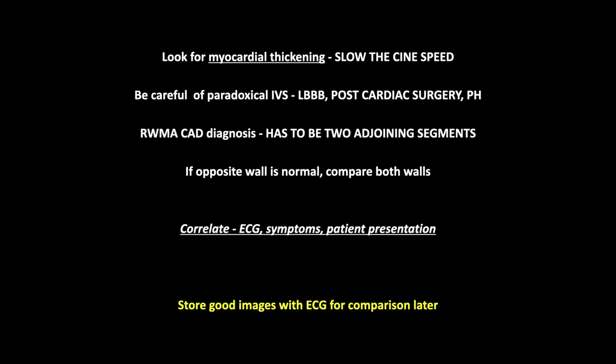And when you're looking for any myocardial thickening, primarily you're looking for thickening here. Use the knobs which are available on the machine. Slow the cine speed and see in slow motion whether the thickening is happening nicely. Sometimes you have paradoxical movements, like LBBB, post-cardiac surgery, pulmonary hypertension and other causes, where you mistakenly think it is wall motion abnormality, so be careful.